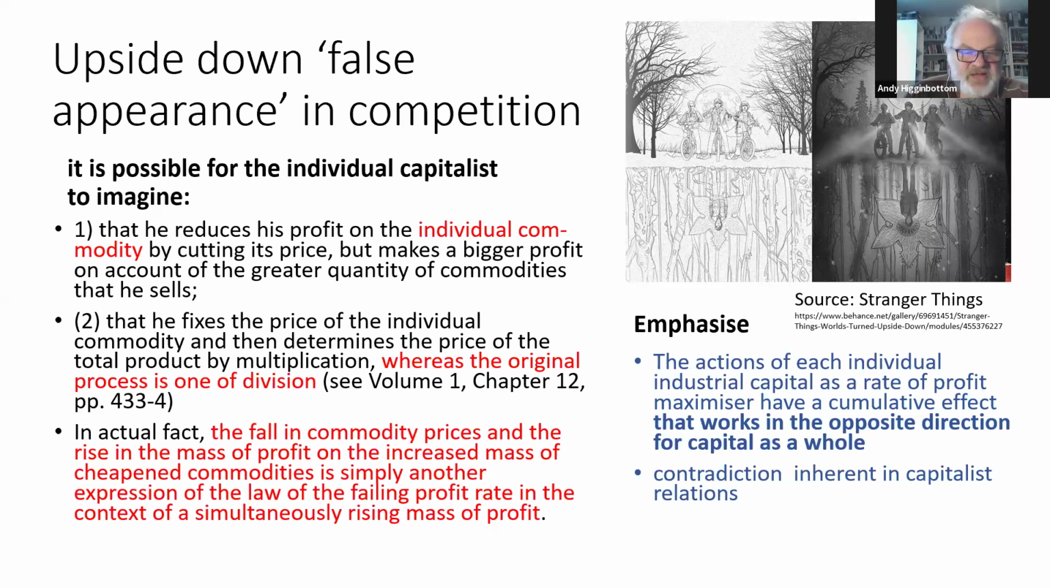In actual fact, the fall in commodity prices and the rise in the mass of profit on the increased mass of cheapened commodities is simply another expression of the law of the falling rate of profit in the context of a simultaneously rising mass of profit. Okay, so this is the upside-downness of this world. The actions of the individual capital, as a profit maximizer, have the cumulative effect of undermining the system as a whole, right? That works in the opposite direction for the system as a whole. And this is a contradiction inherent in capitalist relations.